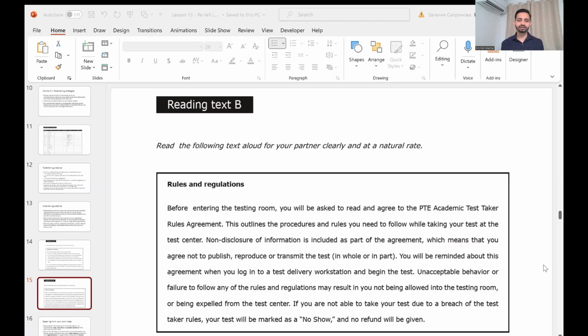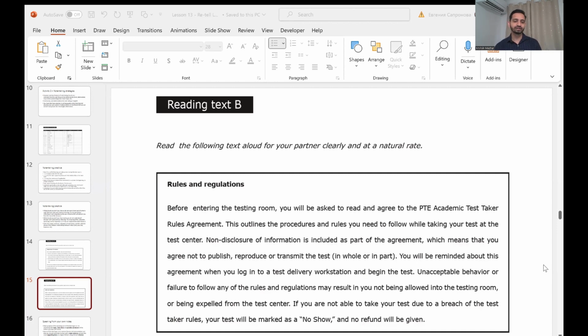The topic was rules and regulations, and the text says, before entering the testing room, you will be asked to read and agree to the PT Academic Test Taker Rules Agreement. This outlines the procedures and rules you need to follow while taking your test at the test center. Non-disclosure of information is included as part of the agreement, which means that you agree not to publish, reproduce, or transmit the test in whole or in part. You will be reminded about the agreement when you log in to a test delivery workstation and begin the test.